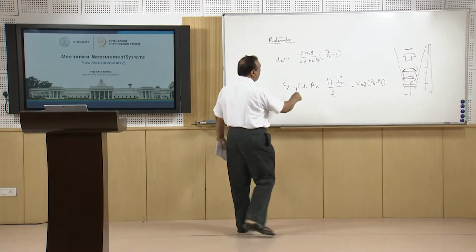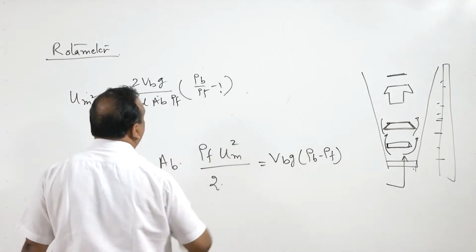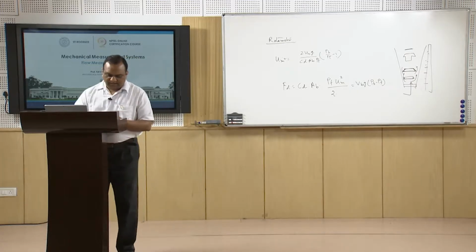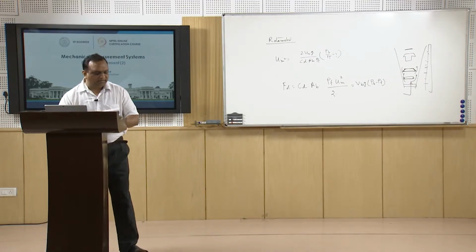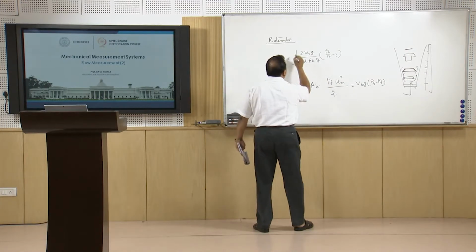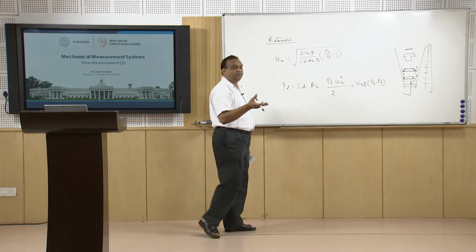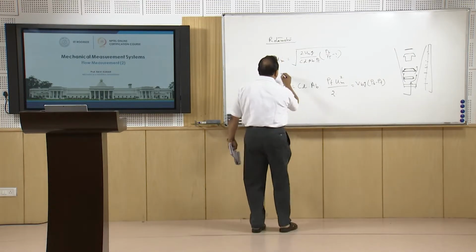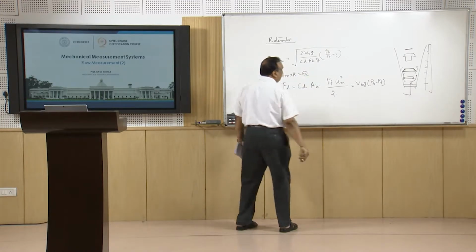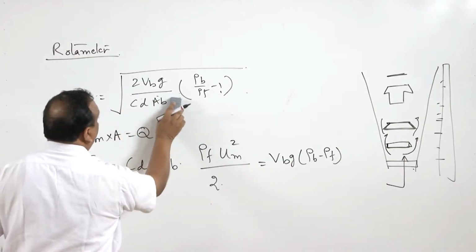Because rho F we have taken here, so 2 VBG by CDAB times (rho B minus rho F) over rho F, that is UM square. If we take the square root of this, we will get the mean velocity UM. Once we have the mean velocity UM, UM multiplied by the area will give the quantity of discharge Q. Here also this rho F will not be there.